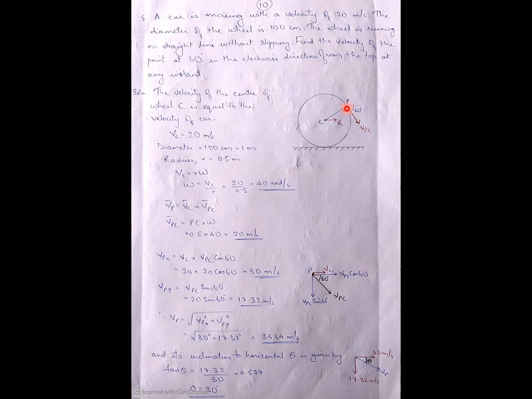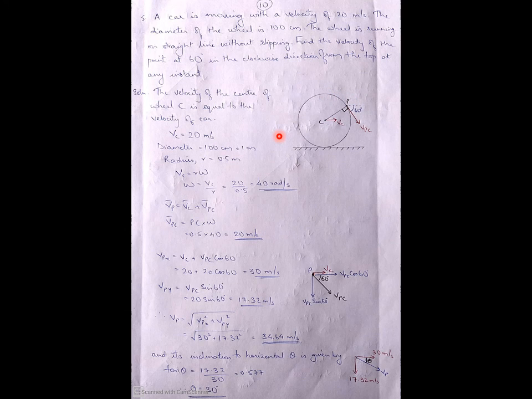So we know that if there is a point P and a point C, and we connect this PC, then velocity of P with respect to C will be perpendicular to this PC. So it is perpendicular to this PC, and this velocity of PC is making an angle of 60 degree in the clockwise direction from the top. So if you draw a line like this, it is making an angle of 60 degree. So velocity of PC is making an angle of 60 degree. Now we have to solve for the velocity of P.